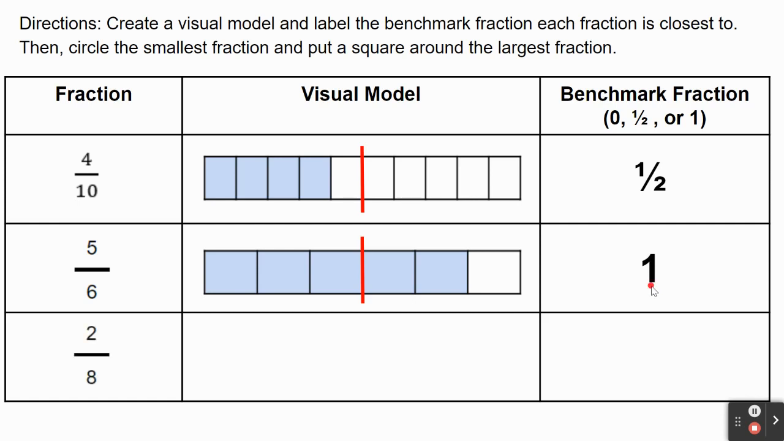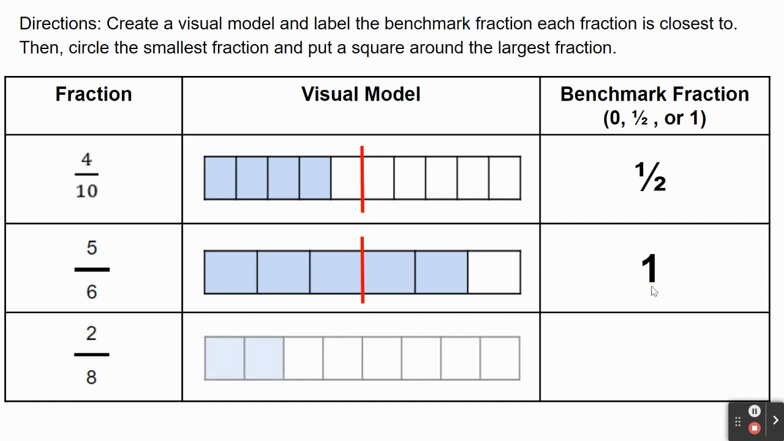For 2/8, we're going to draw a model that has 8 equal parts, and we're shading 2 of them since the numerator is 2. Let's find the halfway mark. So if there's 8 parts, halfway would be after the 4th part. So we draw the line here.